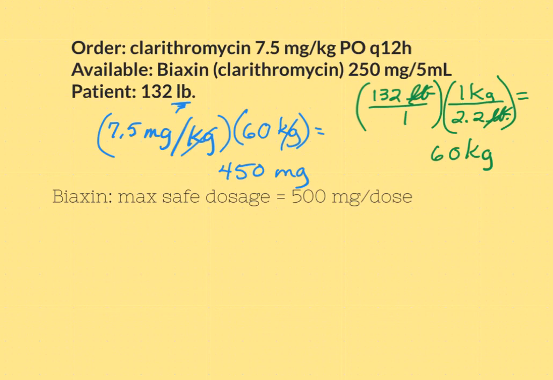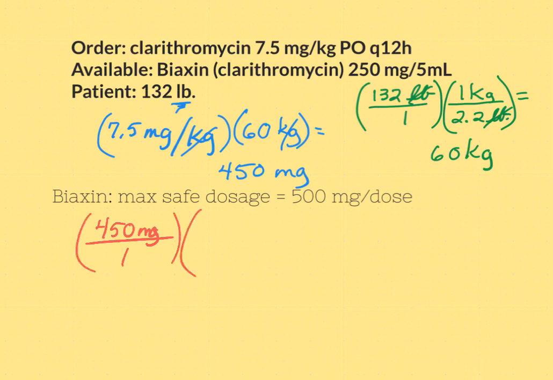We have calculated the number of milligrams in one dose of clarithromycin, and specifically by Axin, the physician's desk reference tells us that the maximum safe dosage is 500 milligrams per dose. So we are within the safe dosage criteria. We can go ahead and administer the drug. We want to administer 450 milligrams.